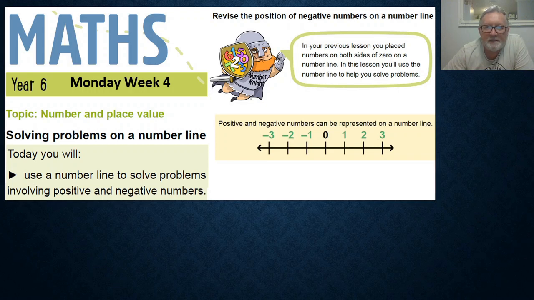We're on to Monday's lesson in number and place value, and we're solving problems on a number line. Last week we were introduced to the idea of negative numbers and how they were positioned on a number line. Remember, negative numbers are placed on the left side of 0 on a number line. But we're going to start off with a little bit of revision on that.